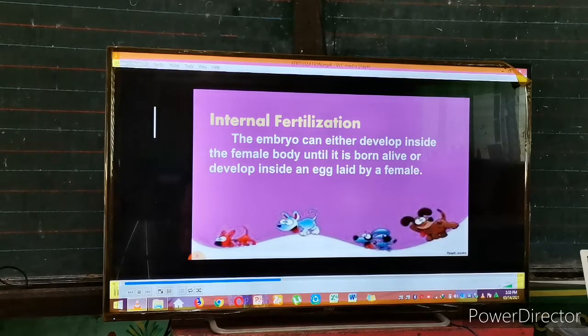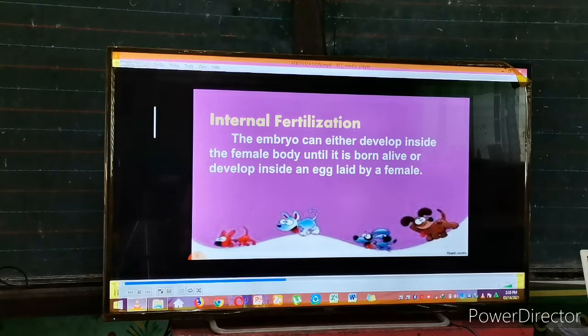The embryo can either be developed inside the female body until it is born alive or developed inside an egg laid by a female. So embryo, which is a developing life inside the mother's womb, nade-develop siya at pwede niyang ilabas ito o ipanganak ng buhay o kaya naman ay nasa loob ng itlog.